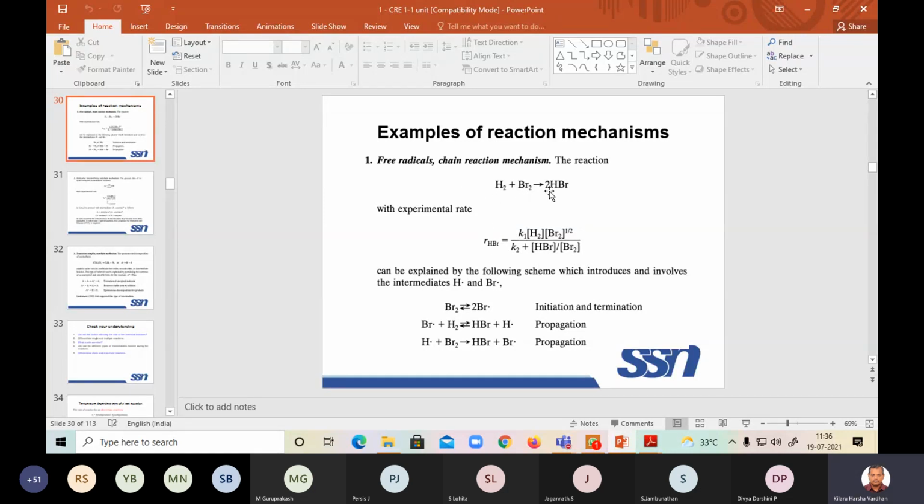H2 plus Br2 gives 2HBr, and he is giving you the rate of formation of HBr. So how you have to write, that is also given: initiation, propagation and termination. You have to write in terms of two intermediates, Br star and H star. Do that, right? So this is what he is giving you. From this, you try to get this particular equation. Any doubt here? Can I go for the next thing?